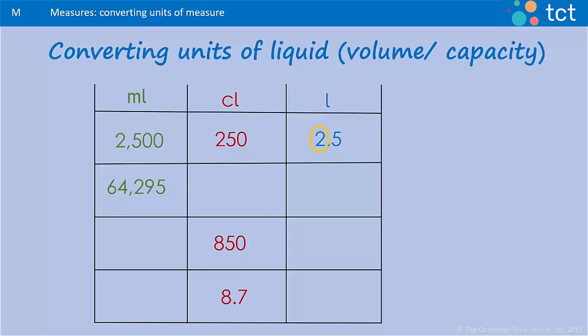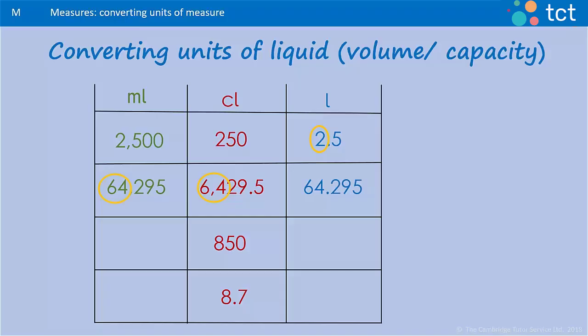Now we have 64,295 millilitres. To convert that to centilitres, we divide by 10. That's 6,429.5 centilitres. We've established that there are 64,000 millilitres, so that's 64 whole litres. And in the centilitres, we've worked out that we have 6,400 centilitres. So we have 64 whole litres, 0.295.